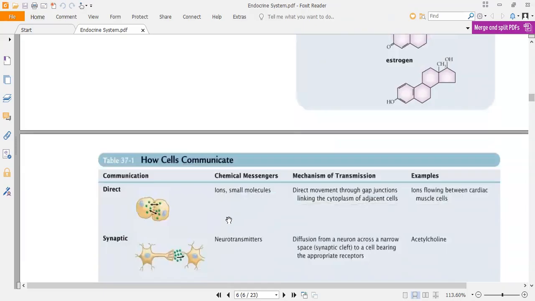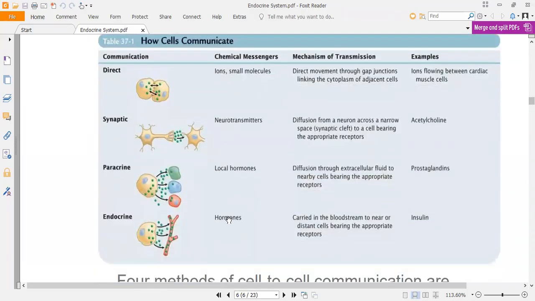Let's go to the next slide. This slide is just trying to say how cells are able to communicate. There are different methods that cells can use to communicate, okay? There's the direct method, synaptic, paracrine, endocrine, and also autocrine, which is not in this table. If you start with direct communication at the top, there's chemical messages, mechanism of transmission, and examples, all right?